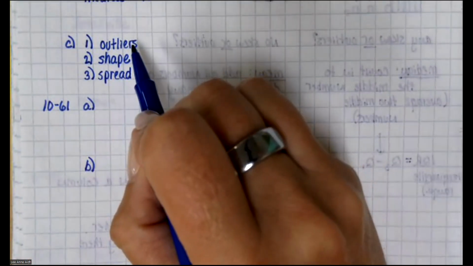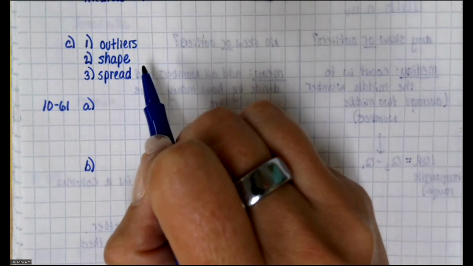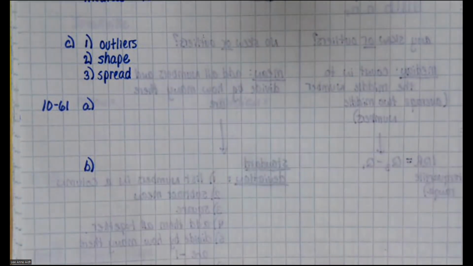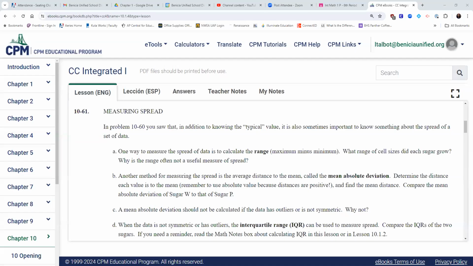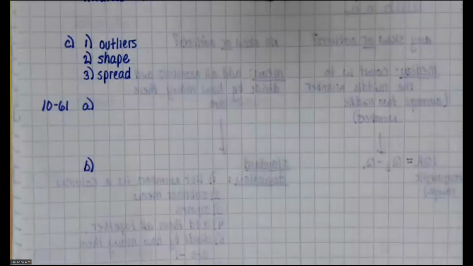Okay, now outliers are kind of easy for us to see. Shape is kind of easy for us to see. Spread, there's a bunch of different kinds. And so we're going to talk about spread in number 61. One way to measure the spread of data is to calculate the range, maximum minus minimum. What range of cell sizes did each sugar grow? Why is the range often not a useful measure of spread? Okay, we're going to do it, then I'm going to tell you why it's not useful.